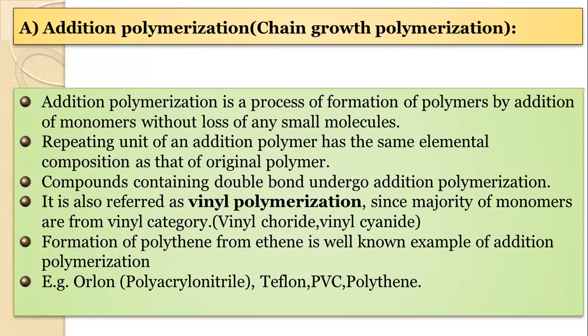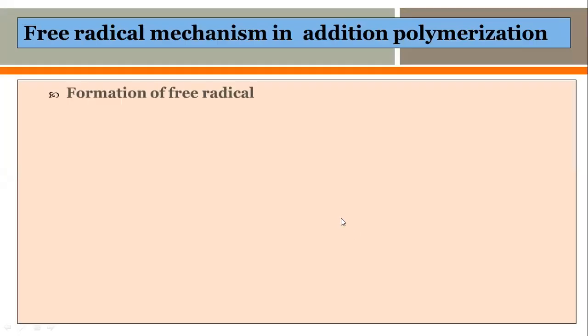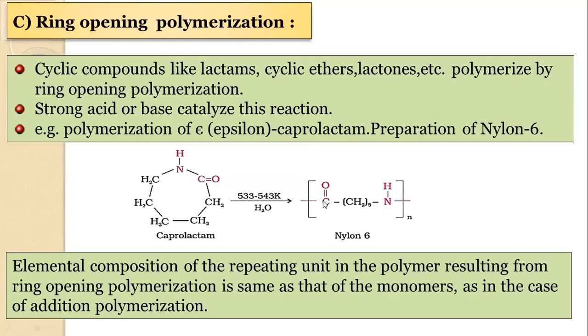See this slide carefully. Once again I am repeating this slide. In case of addition polymerization, chain will grow across the double bond. In case of condensation polymer, chain will grow stepwise. So again I am coming back to this slide, in which the polymer will grow stepwise.